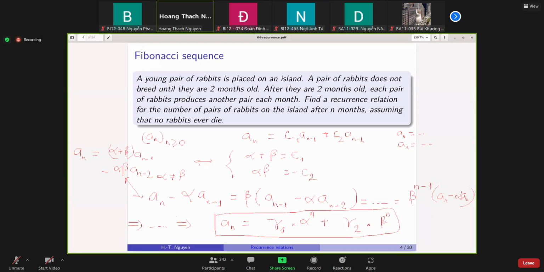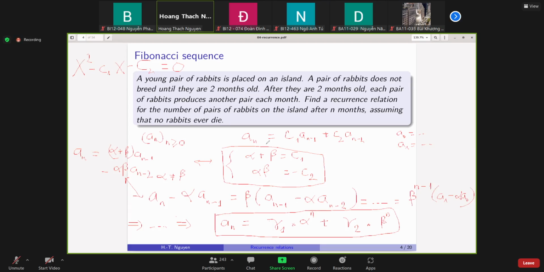Okay, so if you have this system of equations, is it possible to calculate alpha and beta? You know that this will remind you of the quadratic equation. This is Viete's theorem. That means that alpha and beta are solutions to the equation x squared - C1 x - C2 = 0.